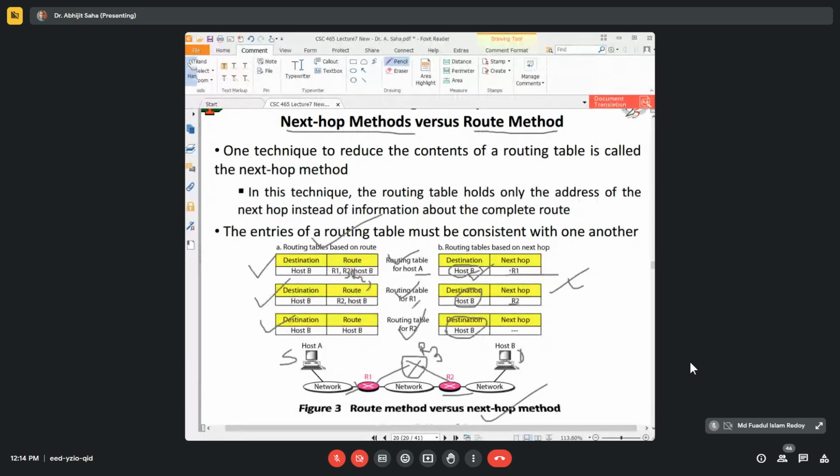For the R1 table, it is going to be R3, comma R2, and comma host B. So the complete path it is keeping for that route.